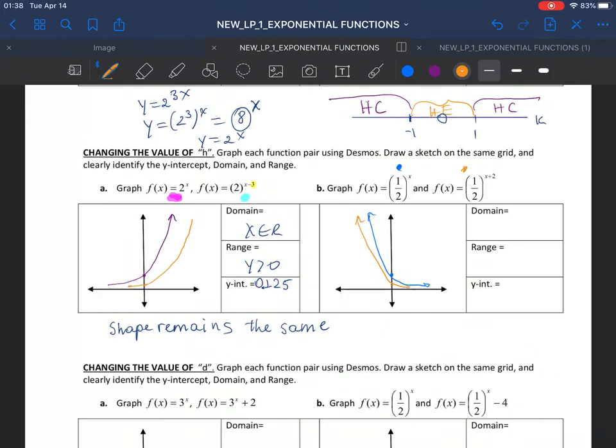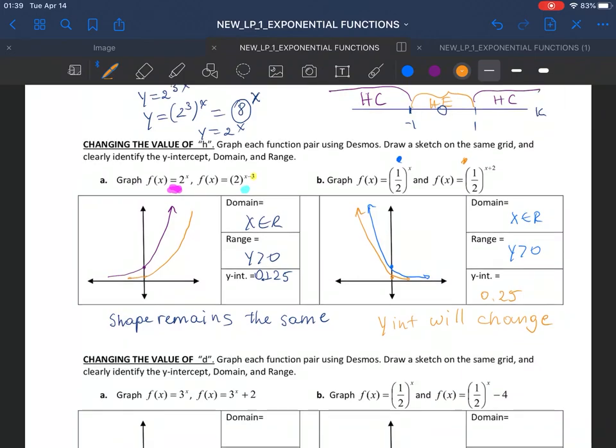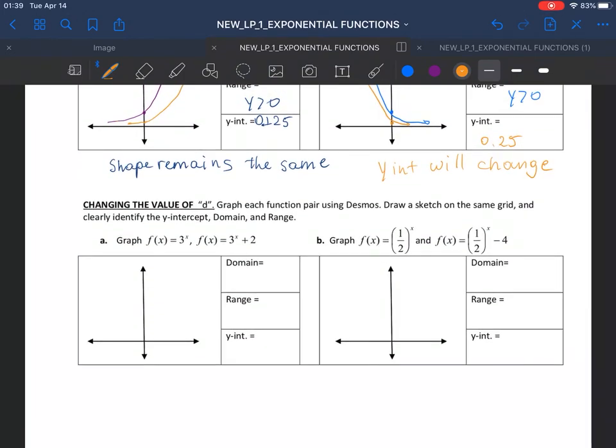So the shape of the graph will stay the same, but we are going to see a translation, and that's what moves the y-intercept. So we're going to say that x is any real number, and y is bigger than 0, and the y-intercept here changed to become 0.25, so 1/4. Now, again, the shape remains the same, but the y-intercept will change. That's thanks to the horizontal shift. So changing the value of d is going to change the vertical translation of the graph.